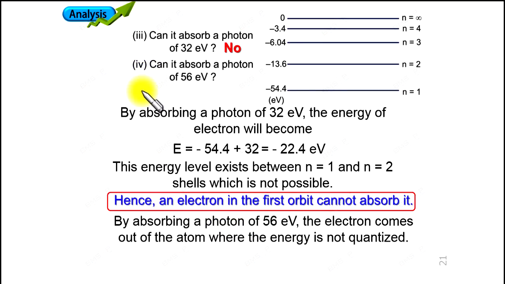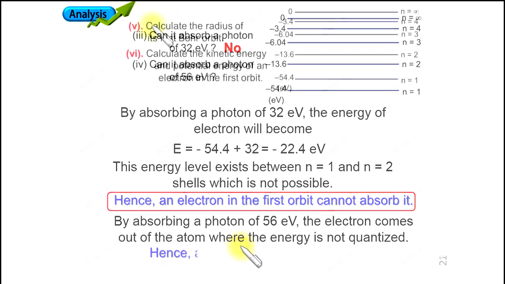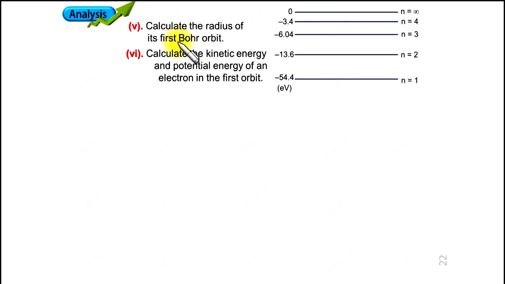Now, let us move to the fifth part of the question. Calculate the radius of the first Bohr orbit, and we have the formula for the radius of the nth shell. We know that the radius of the nth shell is equal to 0.529 n square divided by Z angstrom.